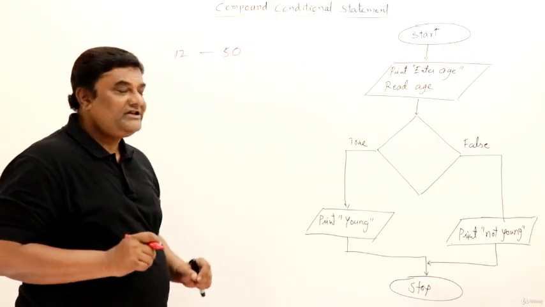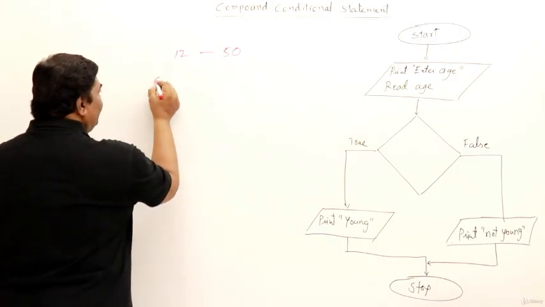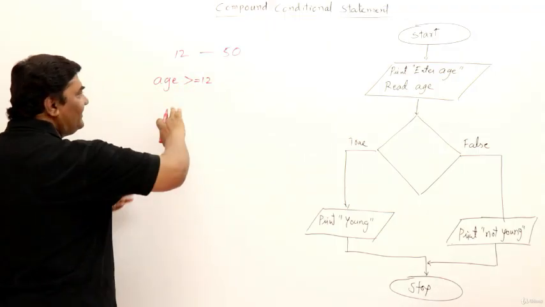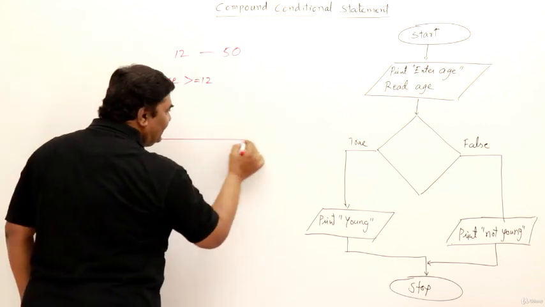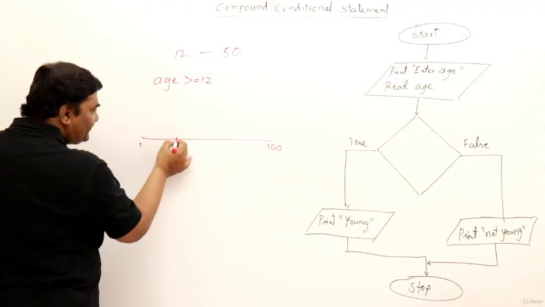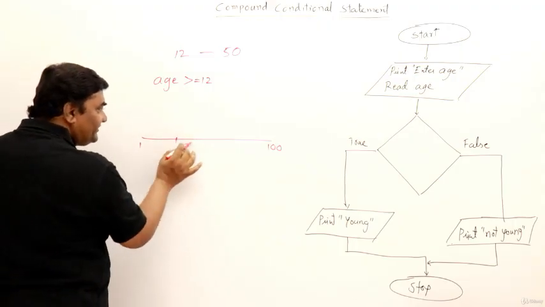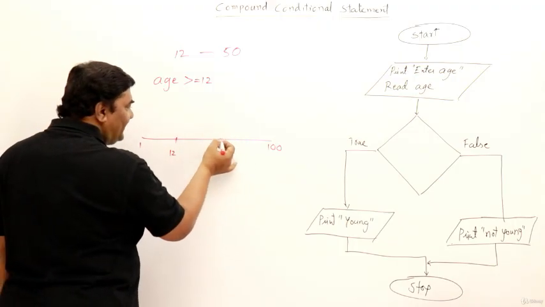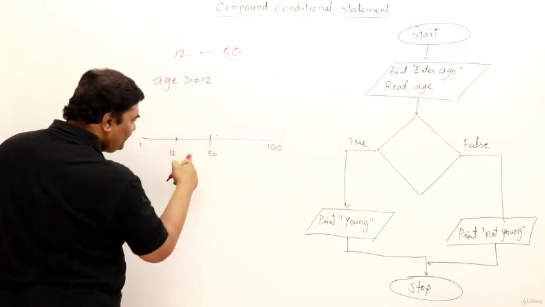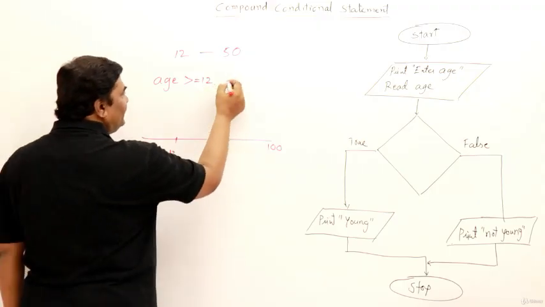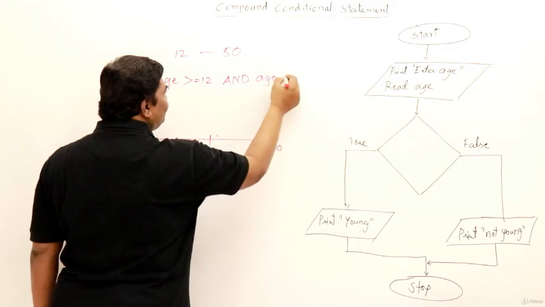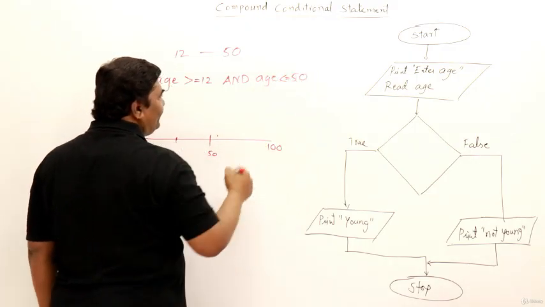So there are two values I have to check. So how to frame the condition? See, if age is a variable, then it should be greater than or equal to 12. So greater than or equal to 12 means, if I draw a line for age, from first year to, let us say, 100 years of age, it is 12 years here. So it's going in this direction, right? And it should stop at 50, right? So let us say 50 is here. So it should stop at 50. So it should be greater than 12 and less than 50. So here I will write in English, that is, and age should be less than or equal to 50.